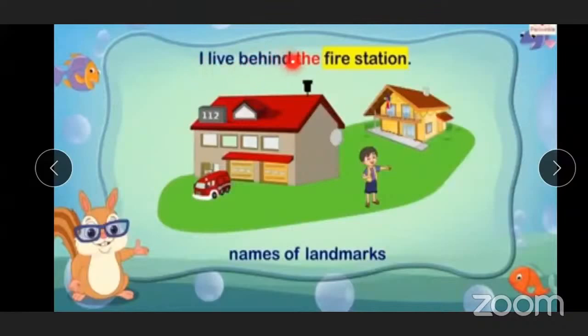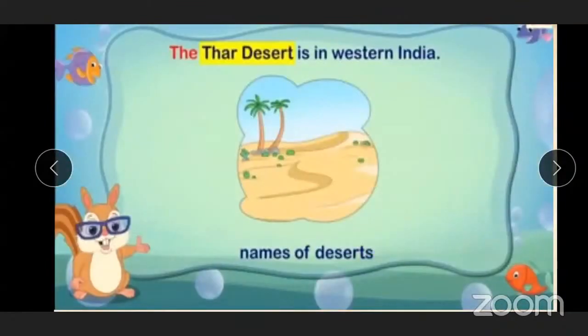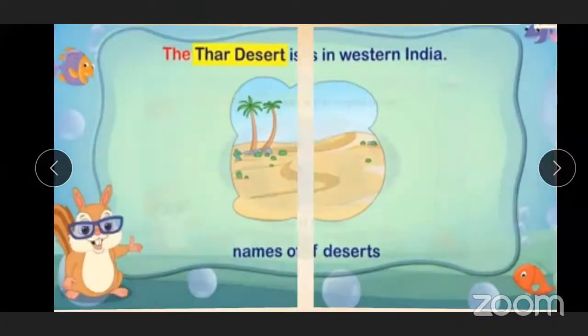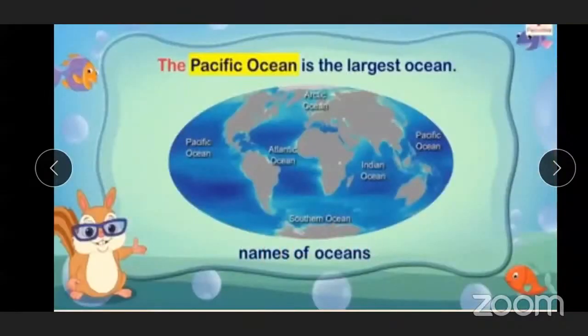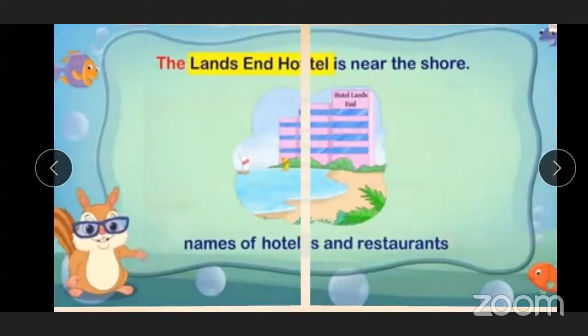I live behind the fire station. This boy is telling you that he lives behind this fire station. Names of deserts: the Thar Desert is in Western India. Names of oceans also: the Pacific Ocean is the largest ocean. Names of hotels and restaurants: the Lands End Hotel is near the shore.